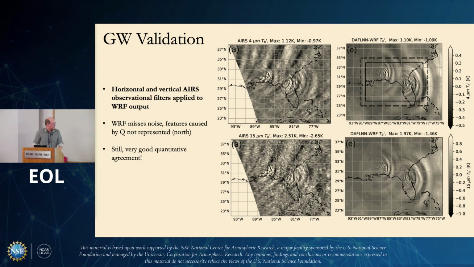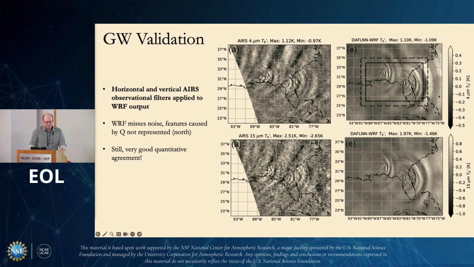So that's what's actually happening within the model, but we want to compare it to the observations. In order to do that, I took the output that was closest to the overpass time of the data, and then I applied both the horizontal and vertical observational filters. So there's some horizontal smoothing and significant vertical smoothing to the model. And we end up with this comparison. Data's on the left, and our synthetic AIRS observations are seen on the right-hand side.